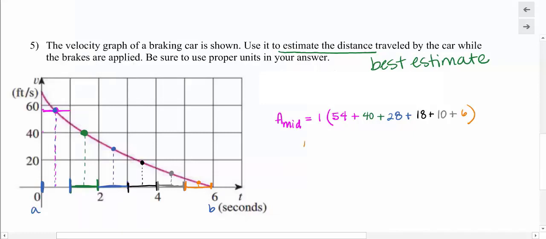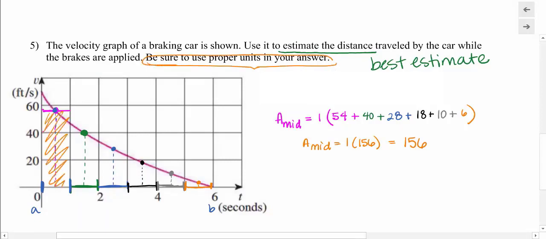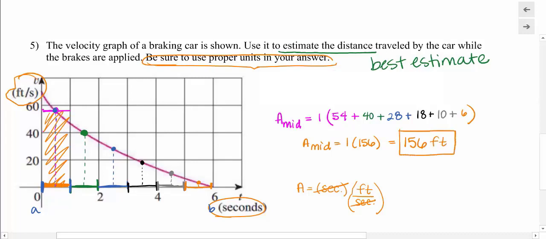All right, 156. And before you go on, let's make sure we use proper units in our answer. So think about just one of these rectangles. Well, the base or the width of that rectangle is in seconds, and the height is again in feet per second. So absolutely, my area label or unit makes sense in this case. This tells me I've traveled approximately 156 feet.